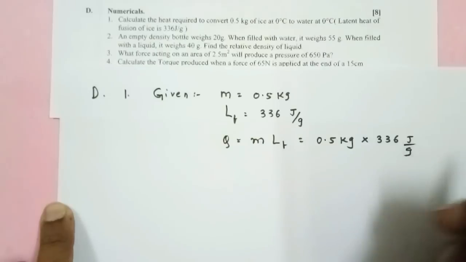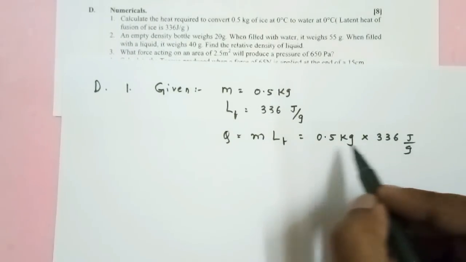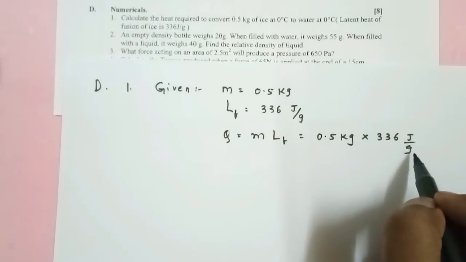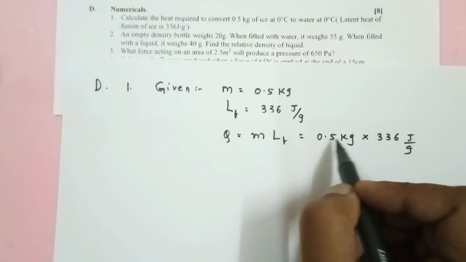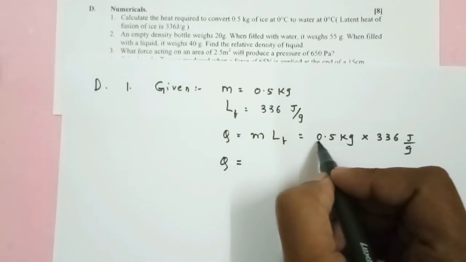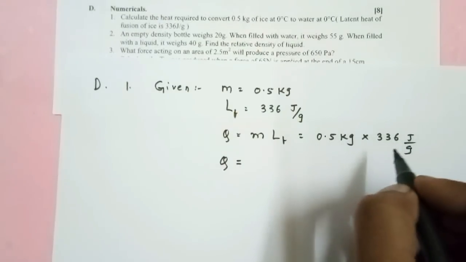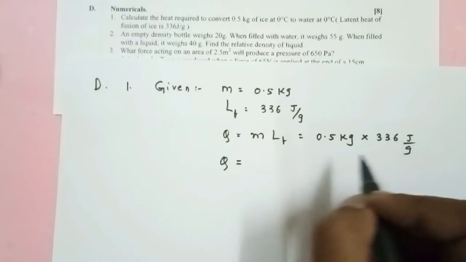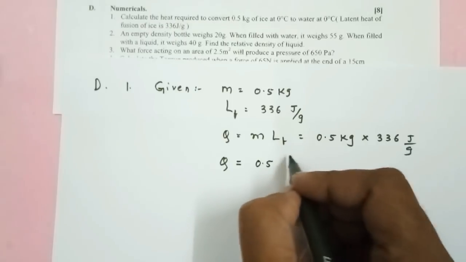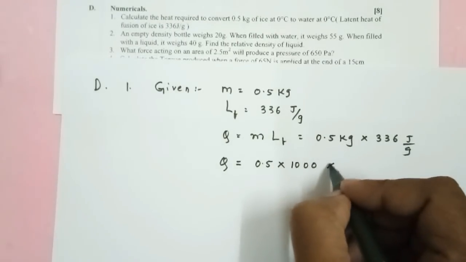But if I directly multiply, my answer would be wrong, because this is given in grams and this is given in kilograms. So what I am supposed to do is either convert this into kilograms or convert this into grams. I am going to convert this into gram, because anyhow gram and gram are going to get cancelled. You can also choose to convert this into kilogram, that does not matter. So 0.5 kilogram, 1 kg is equal to 1000 grams. So multiply by 1000.